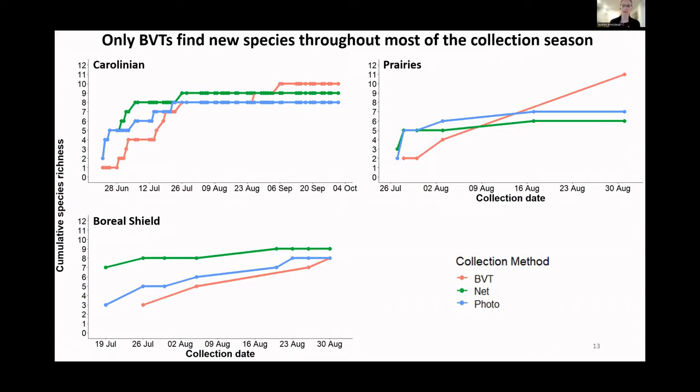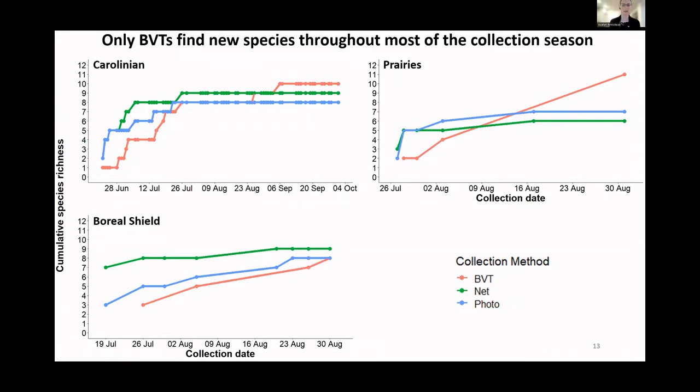So these figures here are species accumulation curves that show how species richness increased over the collection season. Along the x-axis is the collection date, and along the y-axis is the cumulative species richness. Each point is a collection date, and so we can see on which dates new species were detected for each method.